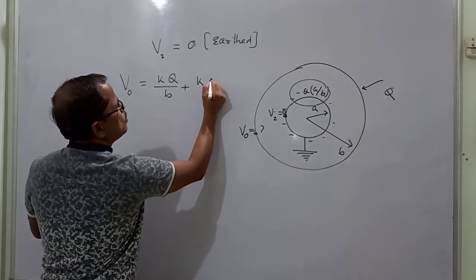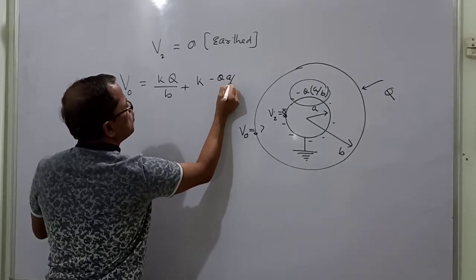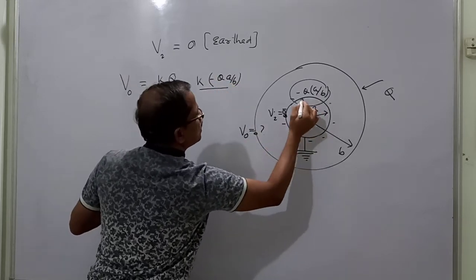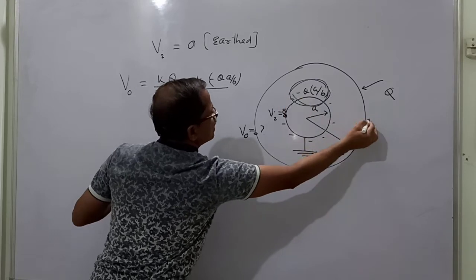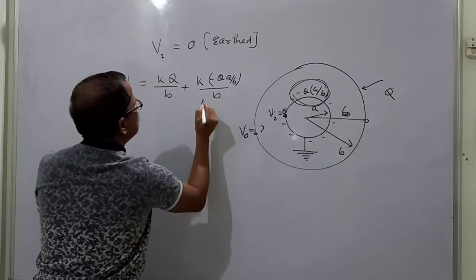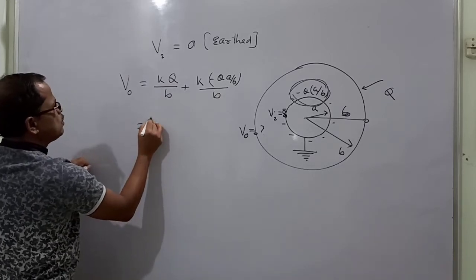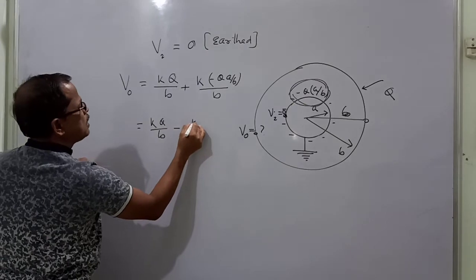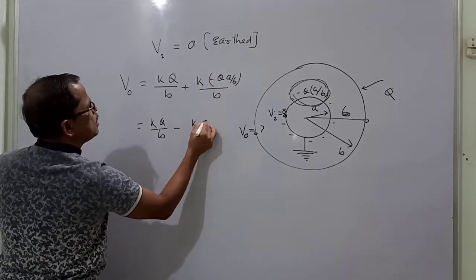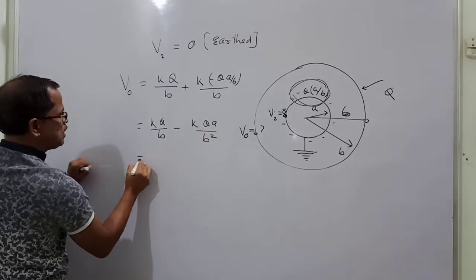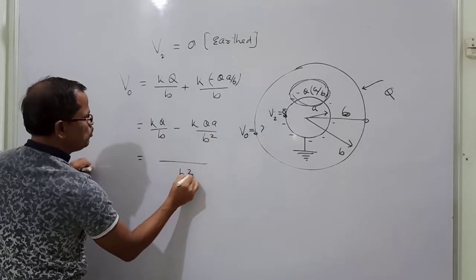The charge is equal to minus Q A by B, divided by radius is how much? The radius is B, because due to this charge we need the potential at this point. So that's why I have to take this radius, which is B. Then the potential is equal to K Q by B minus K Q A by B square. So take the LCM, which is B square.